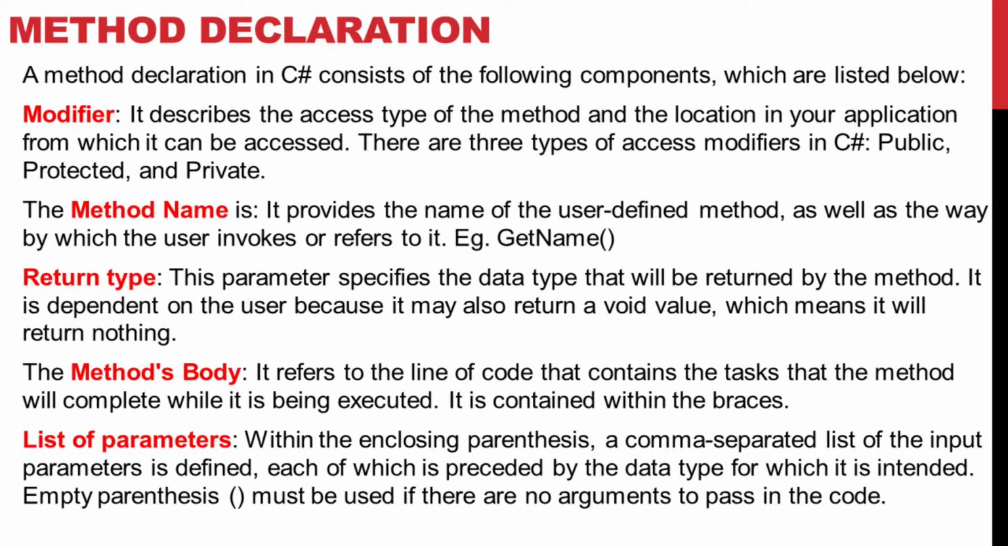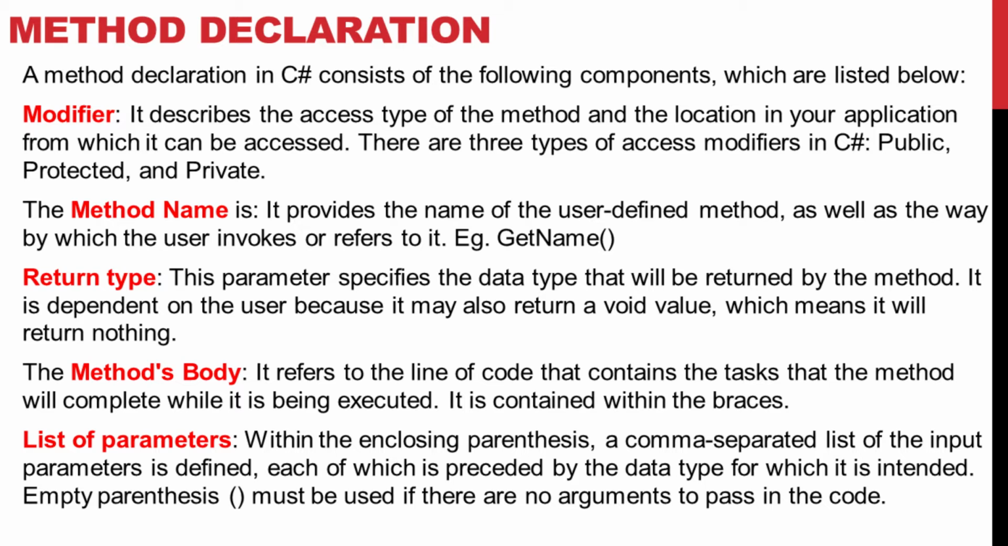The method name. It provides the name of the user-defined method, as well as the way by which the user invokes or refers to it. E.g., GetName. Return type. This specifies the data type that will be returned by the method. It is dependent on the user because it may also return a void value, which means it will return nothing.